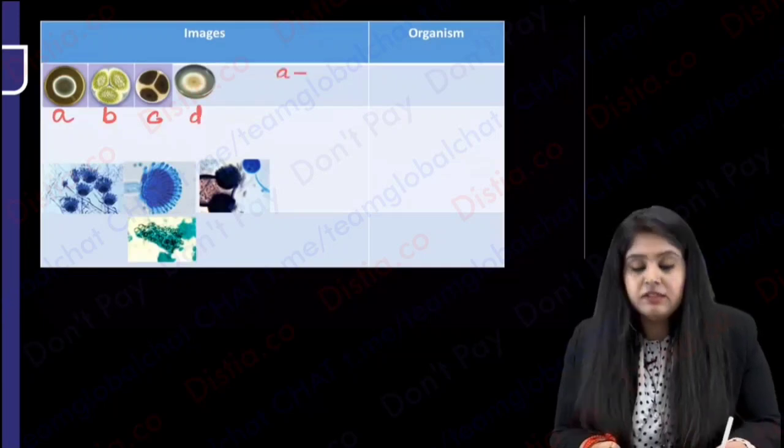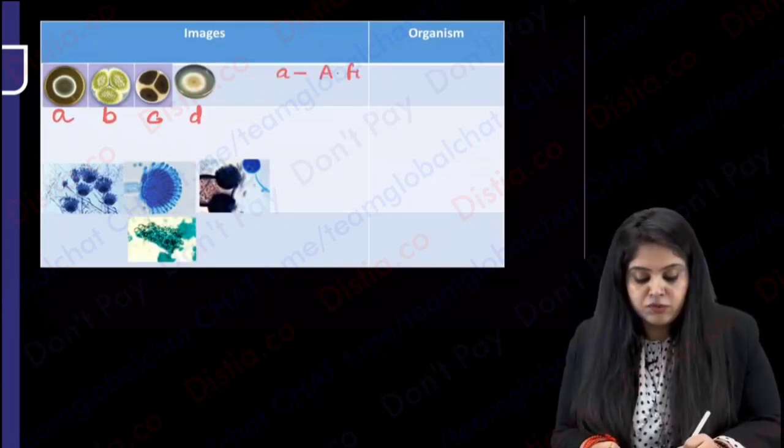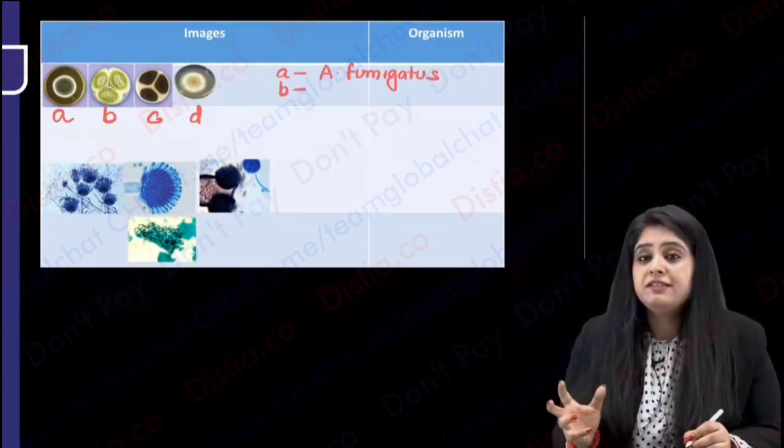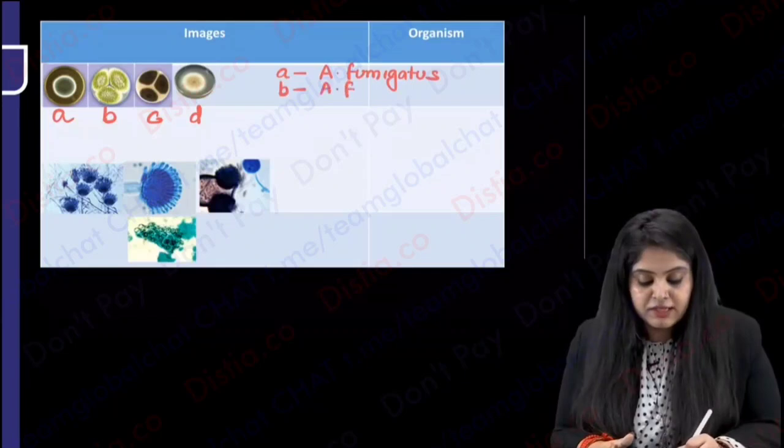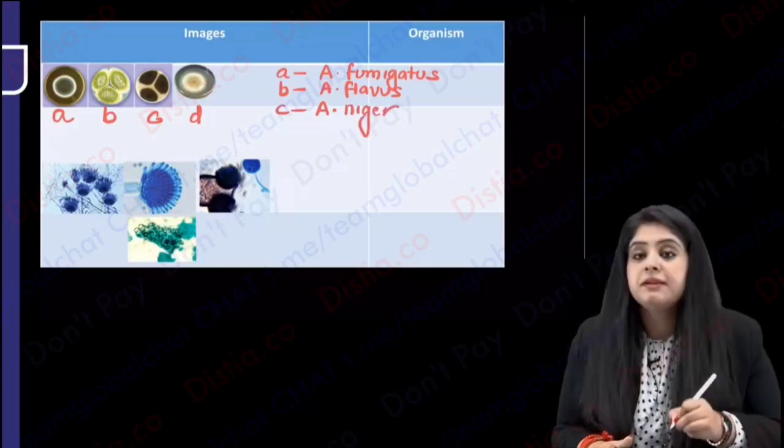The A1 is the smoky green one, smoke and fumes. So, A1 is going to be Aspergillus fumigatus. The B1 is going to be the flowered nice yellow-green colors, so flowery colors, that is Aspergillus flavus. The third one is going to be the brown color, so that is going to be Aspergillus niger.